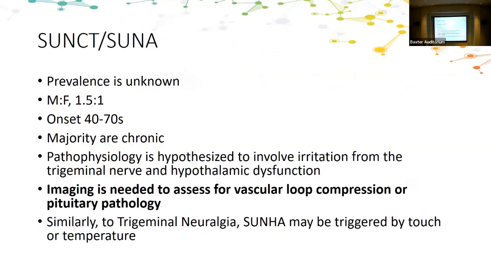So the prevalence is unknown. Male to female, the studies suggest 1.5 to 1. The onset is 40s to 70s, and the majority are chronic. The pathophysiology is hypothesized to involve irritation from the trigeminal nerve and hypothalamic dysfunction. So again, similar to that dysregulation. Imaging is needed though for SUNCT and SUNA to assess for a vascular loop compression or pituitary pathology. So this is the one that I would definitely get vessel imaging for as well.